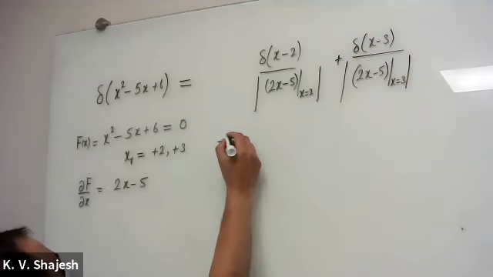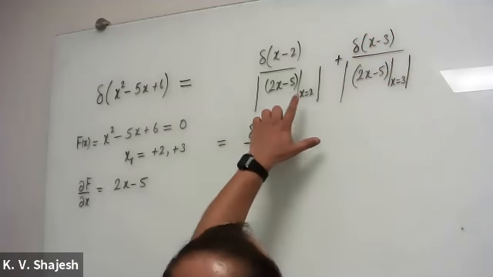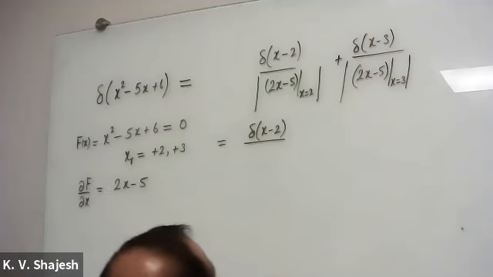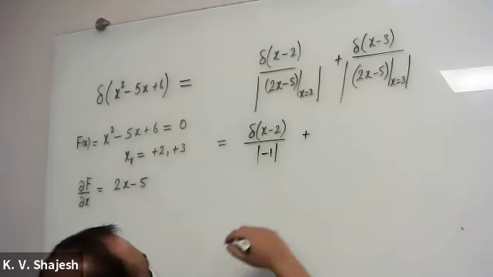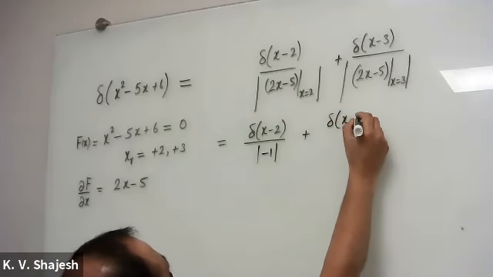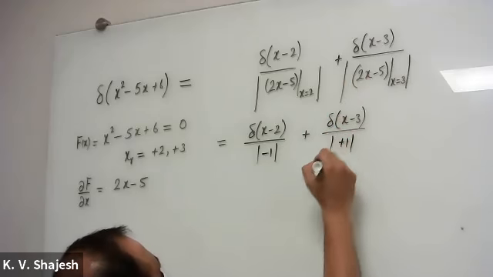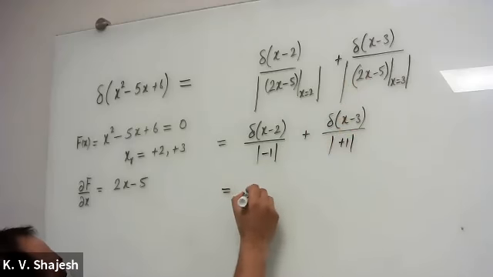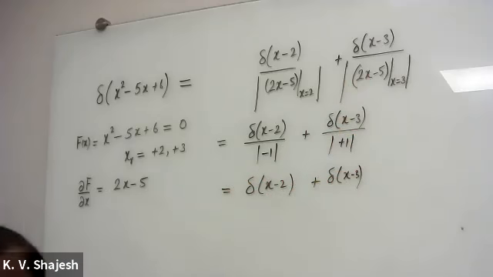What does that give you? This is delta of x minus 2 over 2x minus 5 evaluated at x equal to 2, so that's 4 minus 5, that is minus 1, magnitude of that, plus delta of x minus 3 over 2 times 3 minus 5, so that's plus 1, magnitude, which is the same as delta of x minus 2 plus delta of x minus 3. So the delta function of a quadratic equation is the sum of two delta functions. Any questions there?